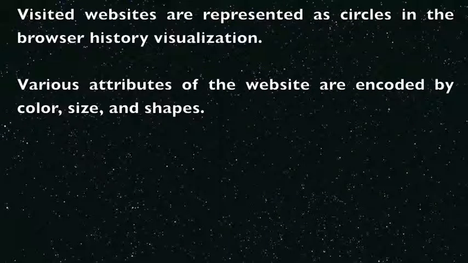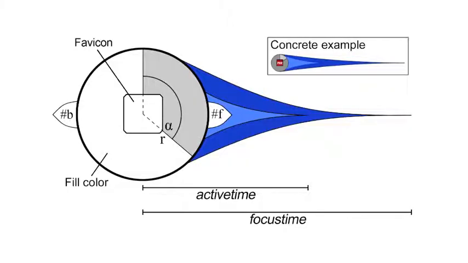Besides representing tabs and windows, we also have to represent each accessed web page. Previously visited sites are displayed as circles in the browser history visualization. Various attributes of the website are encoded by color, size, and shape. In this encoding, the radius of the circle is proportional to the number of times that the website domain was accessed, while the pie chart slice alpha highlights how many times this particular link was visited.